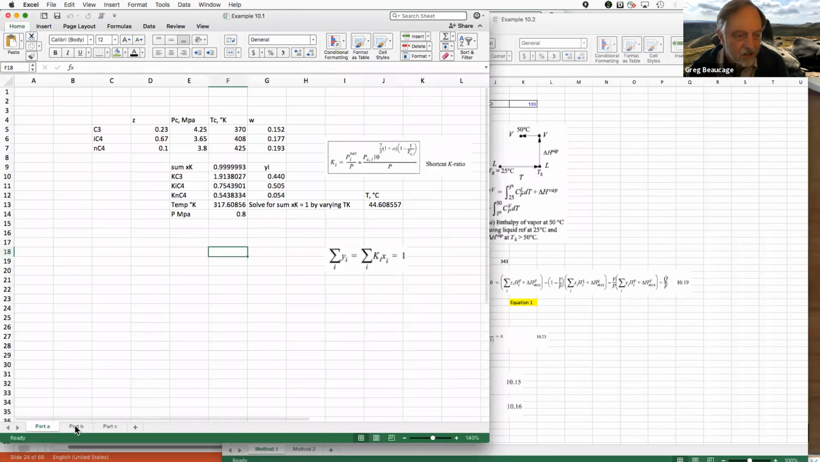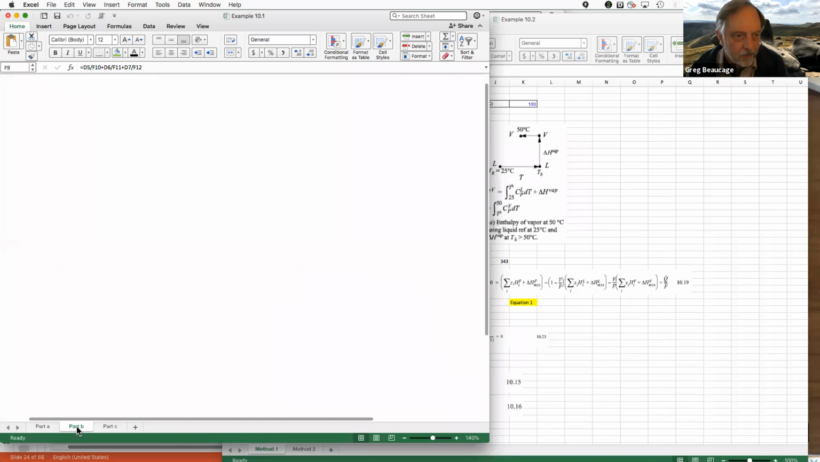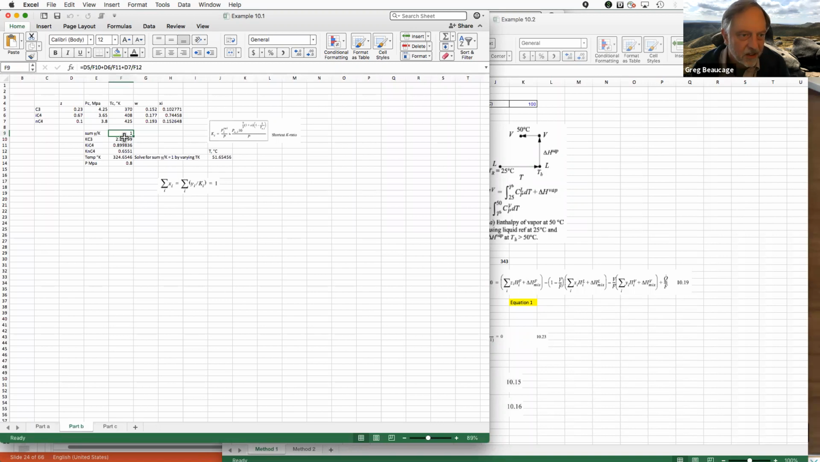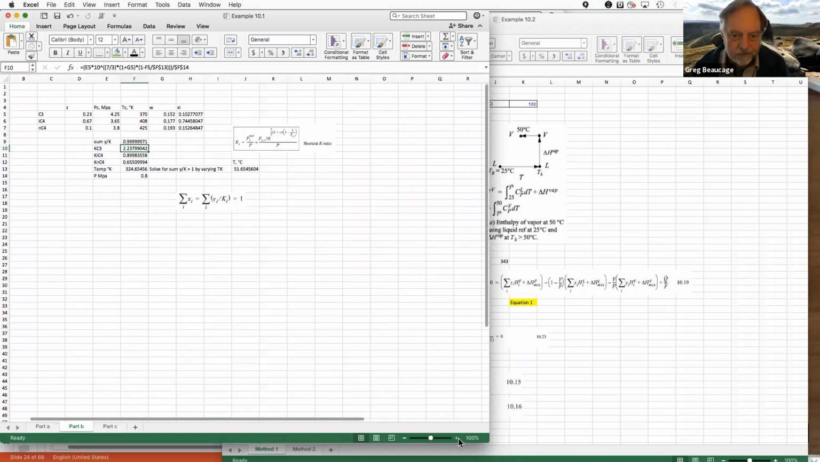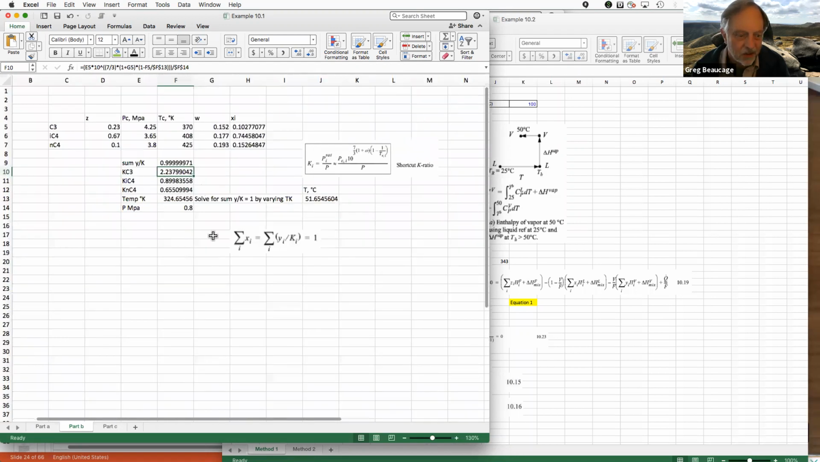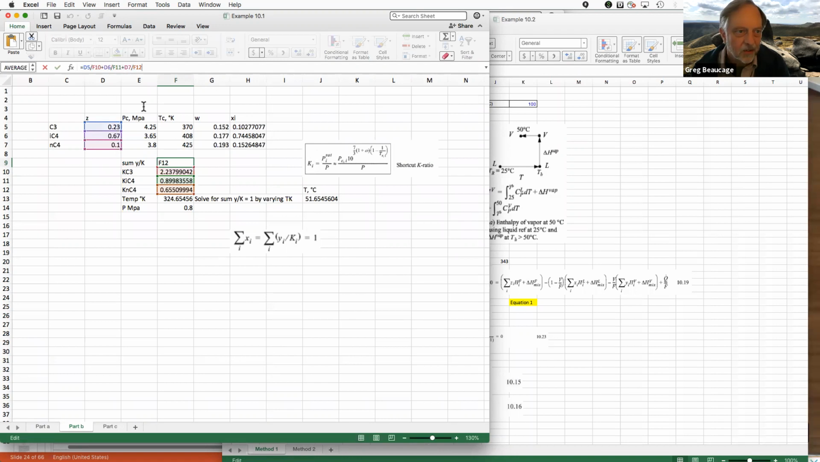So in part B, it's kind of the same thing. In fact, you could copy the other table. You're doing the same calculation using the shortcut method to get the K ratios, and then you call Y equal to Z, so you're doing Z divided by K in this case, and summing those. The F's are the K's and the D's are the Z's going in. You sum those to get 1.